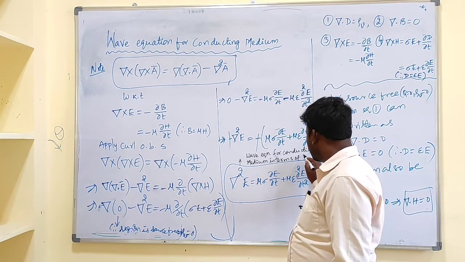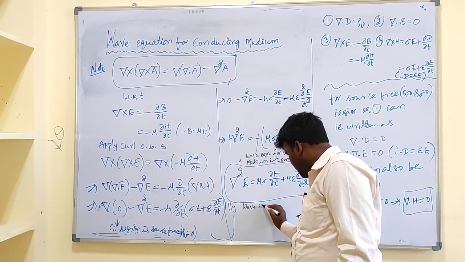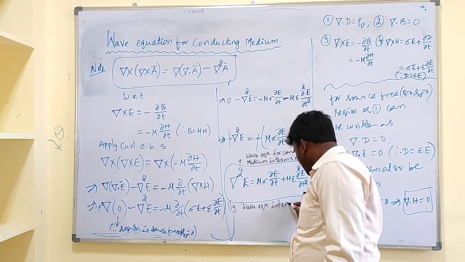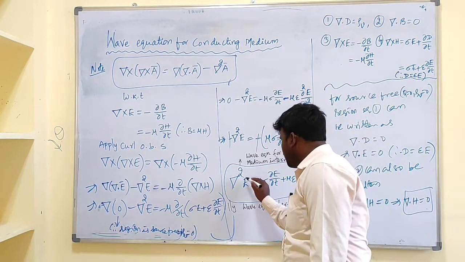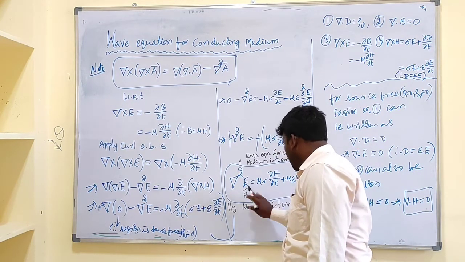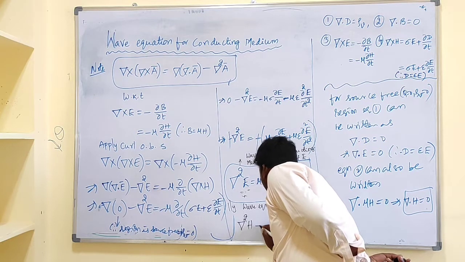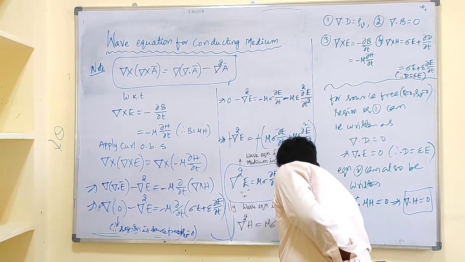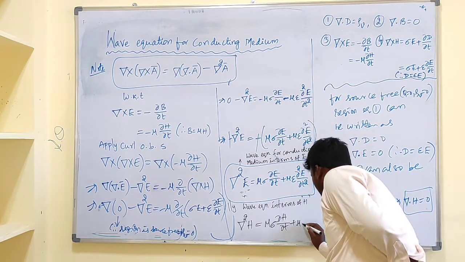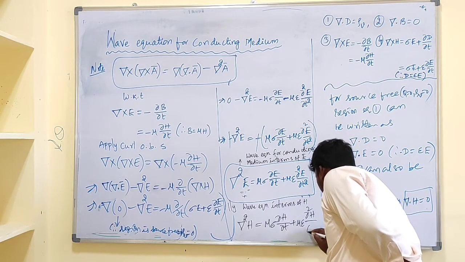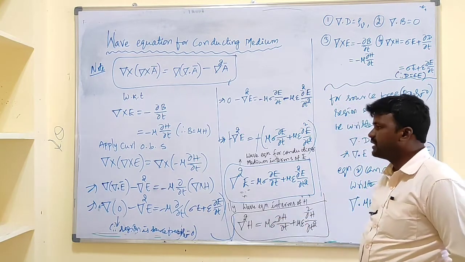Similarly, wave equation in terms of H for conducting medium. We need to simply replace E with H. That means simply replace E with H, and we will get del square H equal to mu into sigma dou H by dou t plus mu into epsilon dou square H by dou t square. This is the wave equation for conducting medium in terms of H.